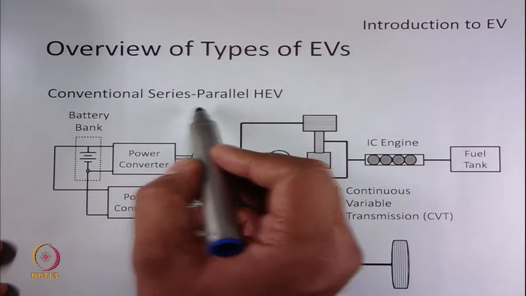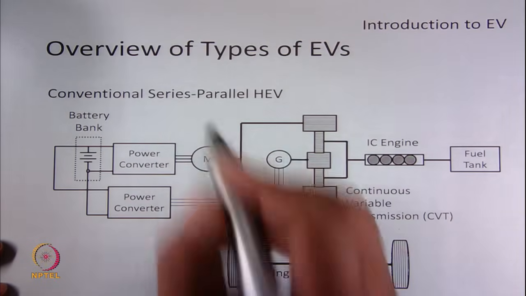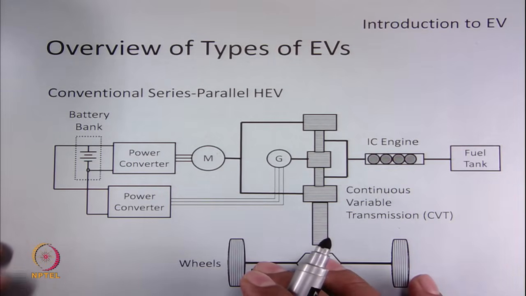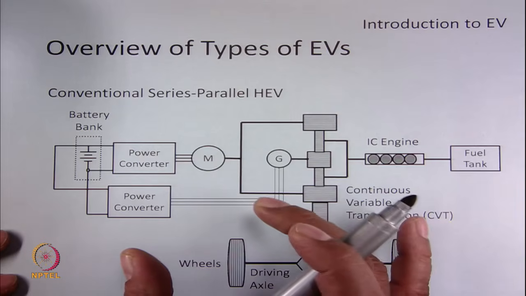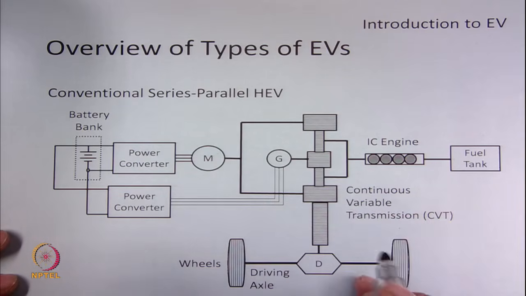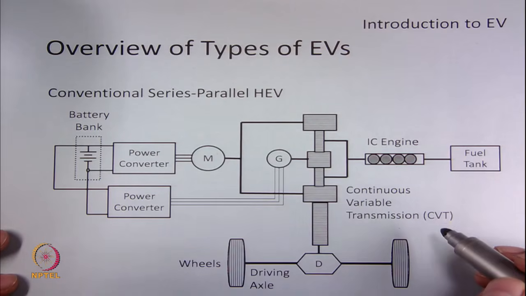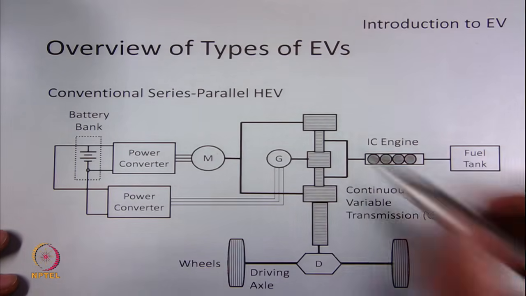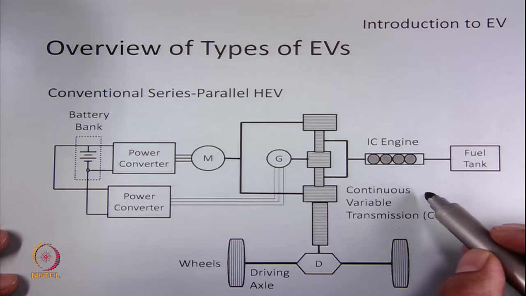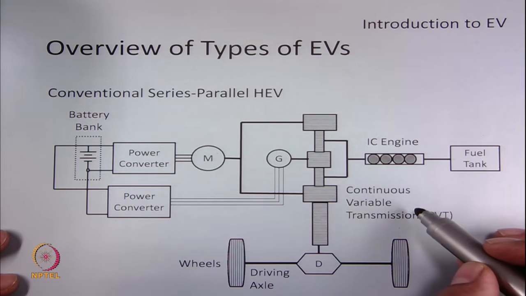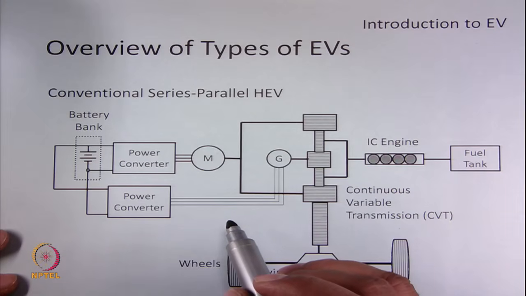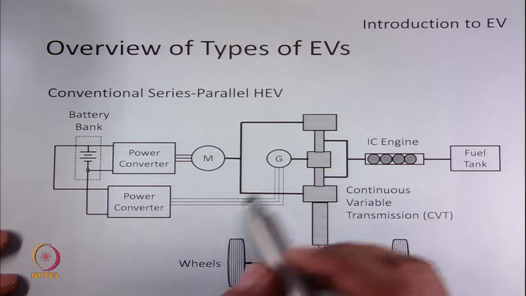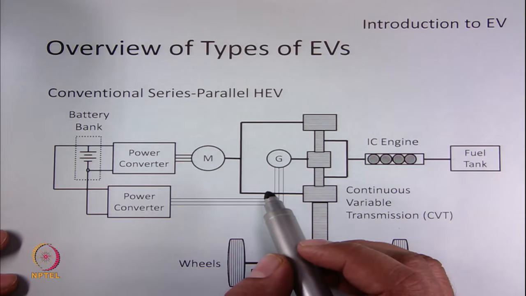This is the configuration of a typical series parallel HEV, which combines both the features of a series hybrid and a parallel hybrid. Such a configuration is possible only because of a special gearing system, which is known as continuously variable transmission system or CVT, which allows all the modes of a series hybrid and parallel hybrid together.